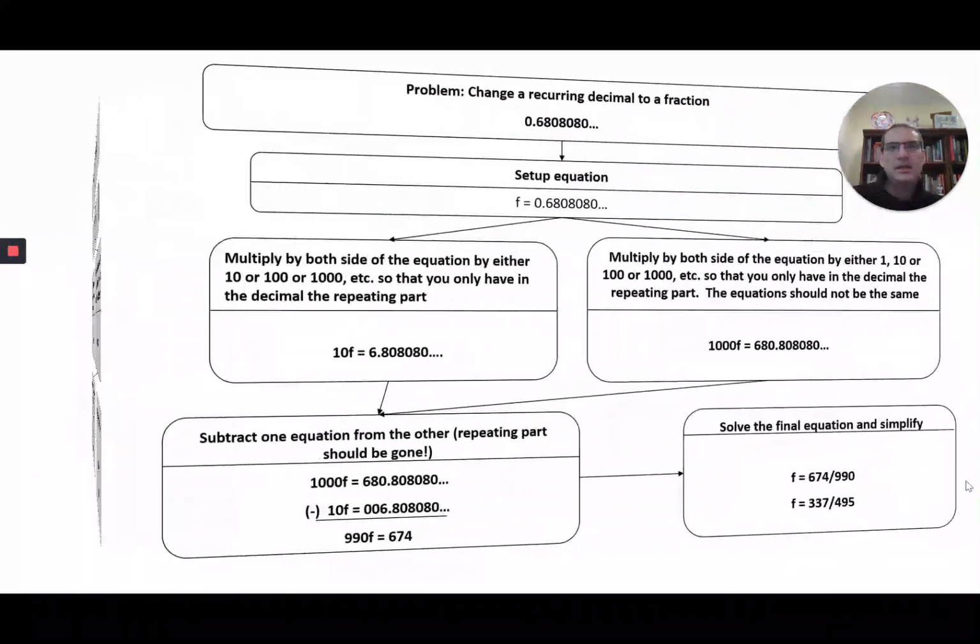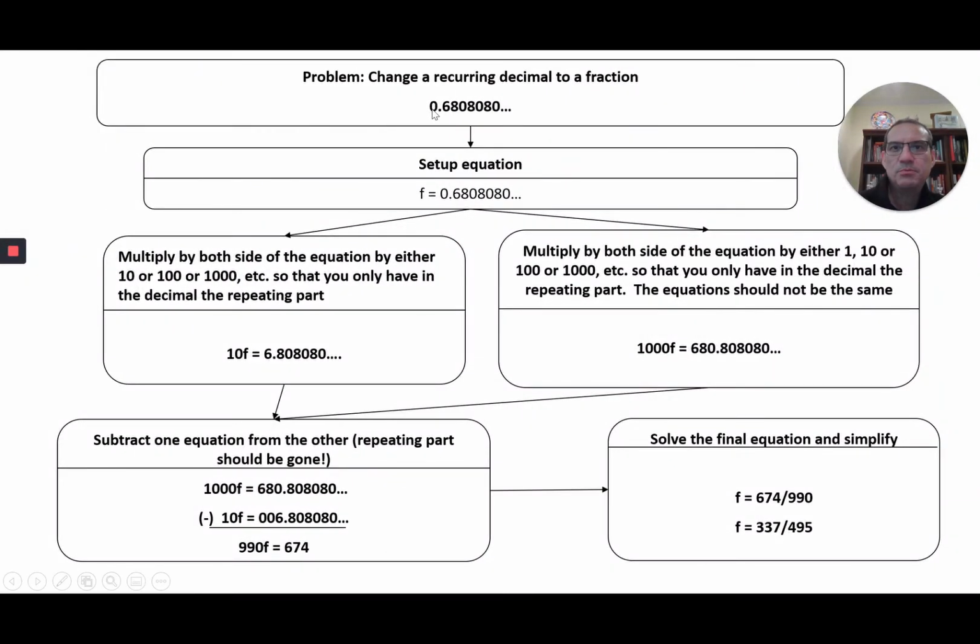Okay, so let's do one last one where you have to modify both equations to get what you need. So this is the last example. This one is 0.6, and then 80, 80, 80, the repeating part. So this decimal is not purely repeating. You have an extra digit in there. So same procedure, we say f equals 0.6888..., and then to have an equation where only the repeating part is 80, 80, 80, I just need to multiply by 10 in this case. So then I have 10f equals 6.808080..., and I have the condition that I need, the repeating part in the decimal.